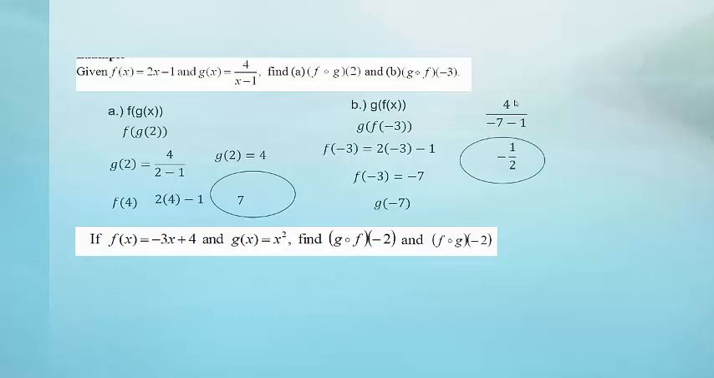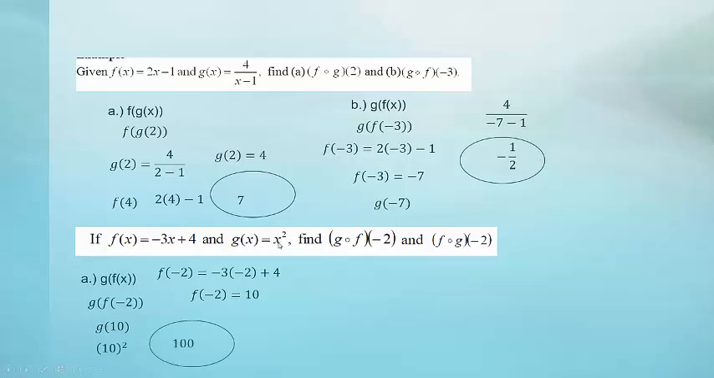We'll go ahead and try something like that again. So we're going to begin by finding g of f of negative 2. We need to find f of negative 2, so we can use that number. So we're going to do negative 3 times negative 2 plus 4 and get 10. So my new problem will be g of 10. And if I put 10 into the g formula, I'll get 100.